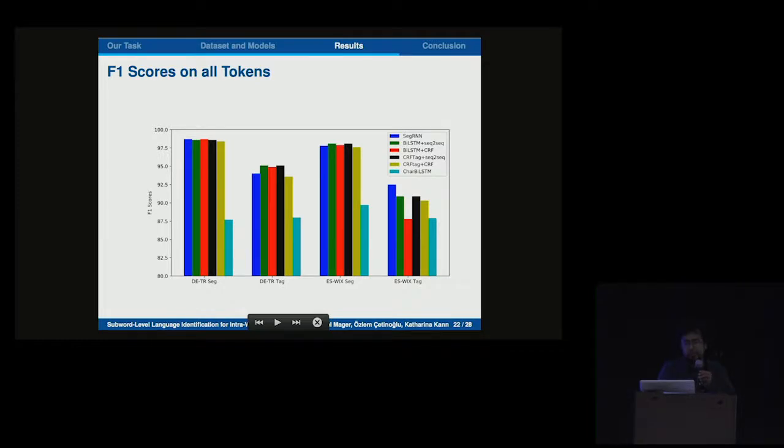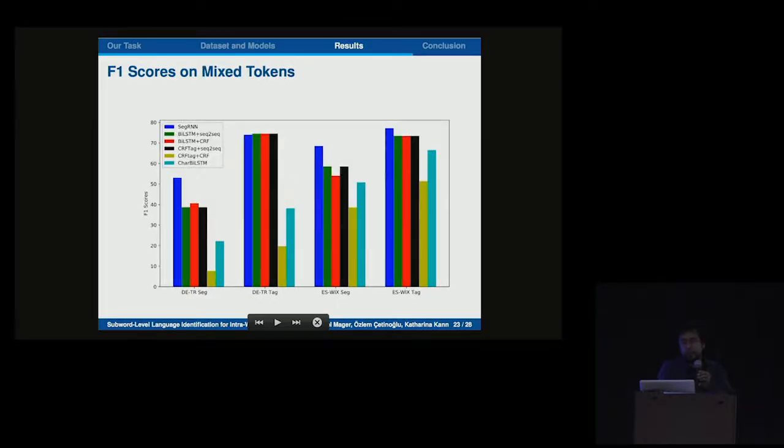Okay, we did evaluation over segmentation and tagging. These are F1 scores. And as we can see, this first chart shows the results on the entire set of tokens. Basically, the BiLSTMs and segmental RNNs work comparably in all cases, with the exception of Spanish-Wixarika for tagging, where the segmental RNN achieves better results.